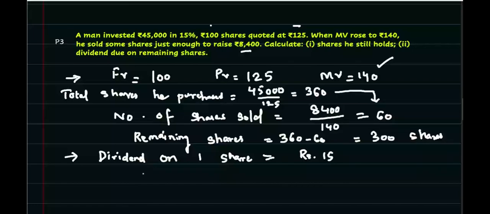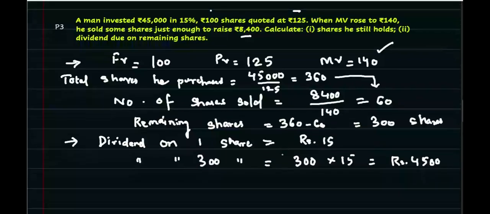And dividend on 300 shares will be how much? 15 into 300, that is 4,500. 4,500 is the dividend that he will be getting after selling 60 shares. Okay, so I hope this was very simple and you understood it.